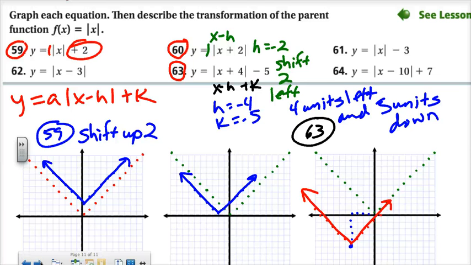Now, I think that was it. Let me double check. That's it for this one.